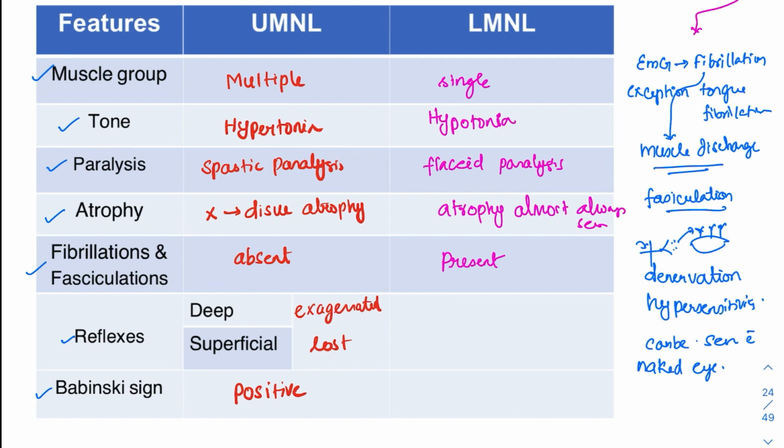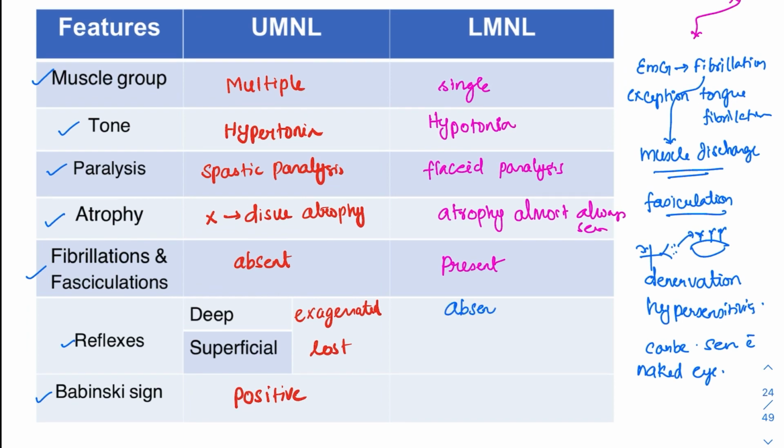Now deep reflexes, will they be present? The nerve supply itself is not there. Whenever we hit it with a knee hammer, the impulse goes to the spinal cord, but the alpha motor neuron that carries the response back cannot do so. So obviously it will be absent. The superficial reflex is also absent.